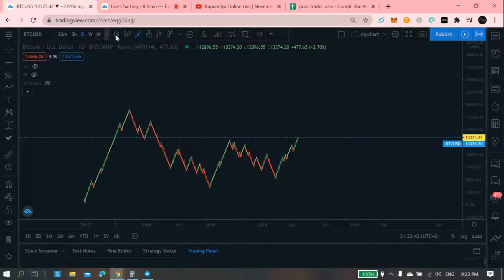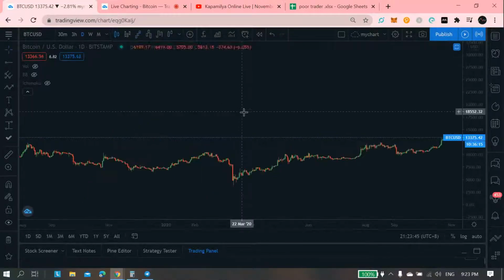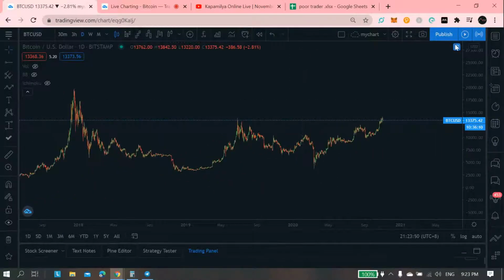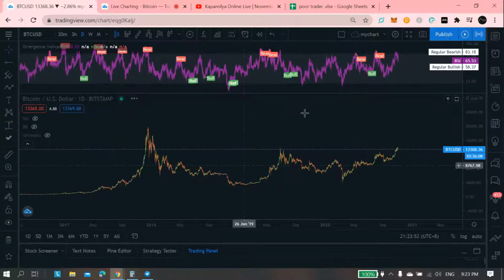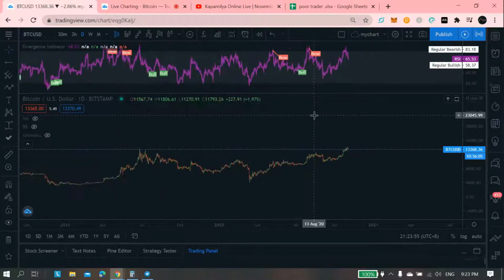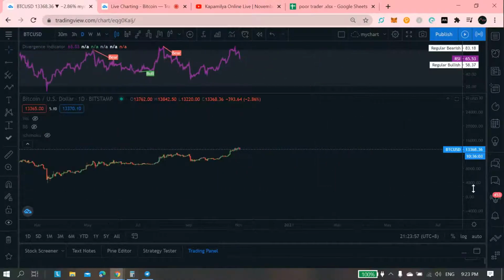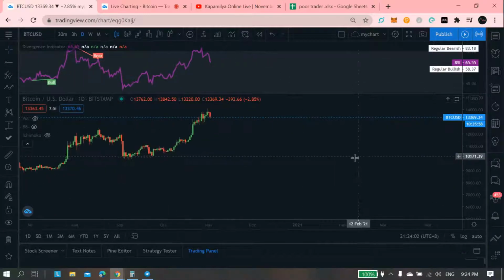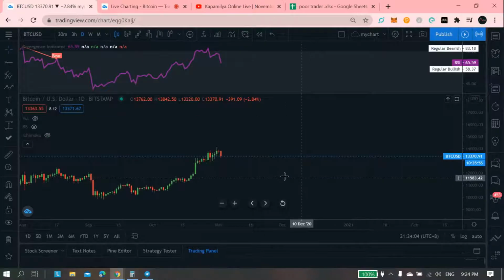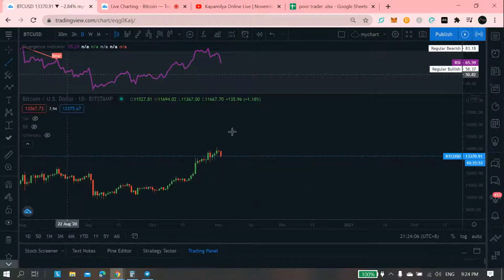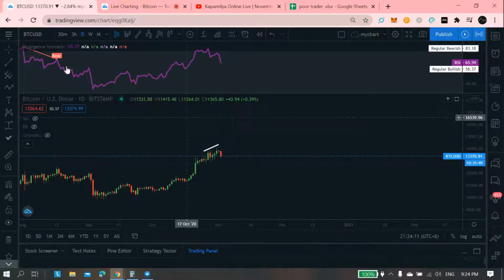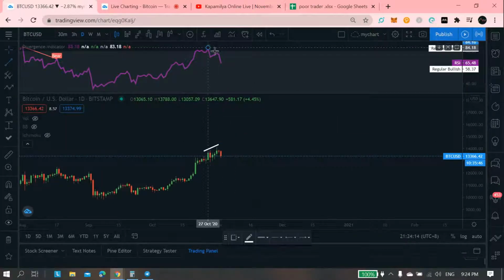Now let's look at this one, because I saw a divergence a while ago. Let me show you, this one. Using the daily candlestick time frame, this is it. A bearish divergence. This is going up while the divergence indicator is already going down.